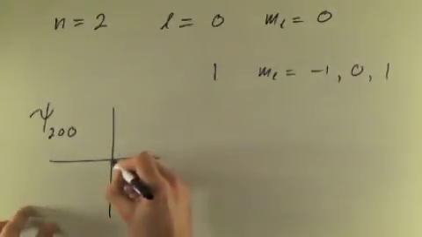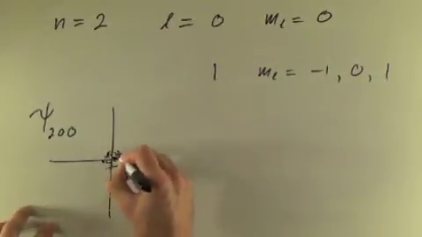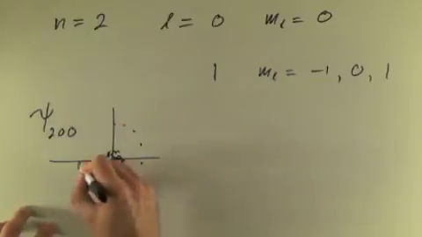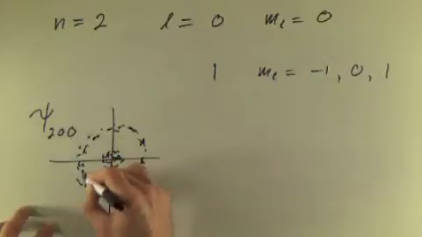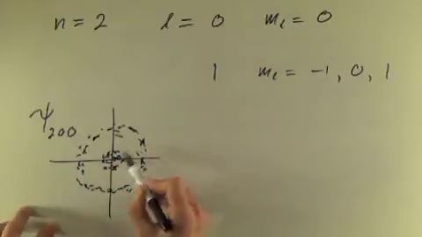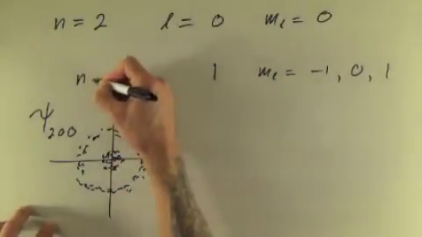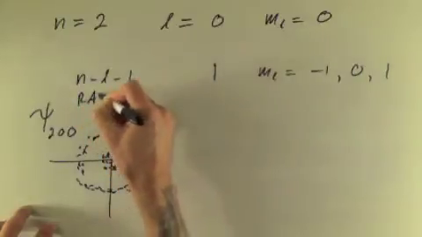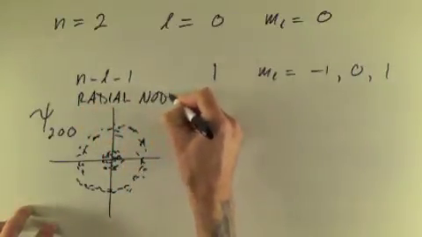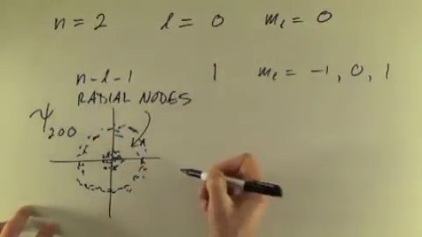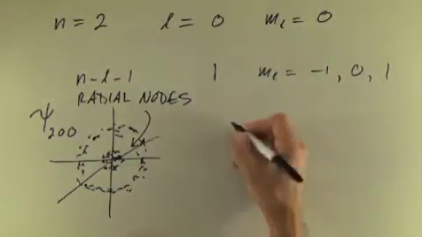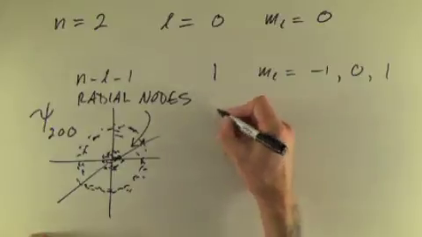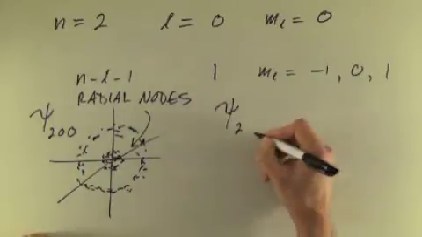So psi 2, 0, 0. This would be the s orbital, right? There's electron density in the center, then there's sort of a gap. There's what we call a node, just like we saw with the standing waves, right? Then there's electron density again. N minus L minus 1 will give you the number of radial nodes. So you can draw a picture of this correctly. So density in the middle, then there's a gap, then there's more density. And again, that is a picture of 1 electron.